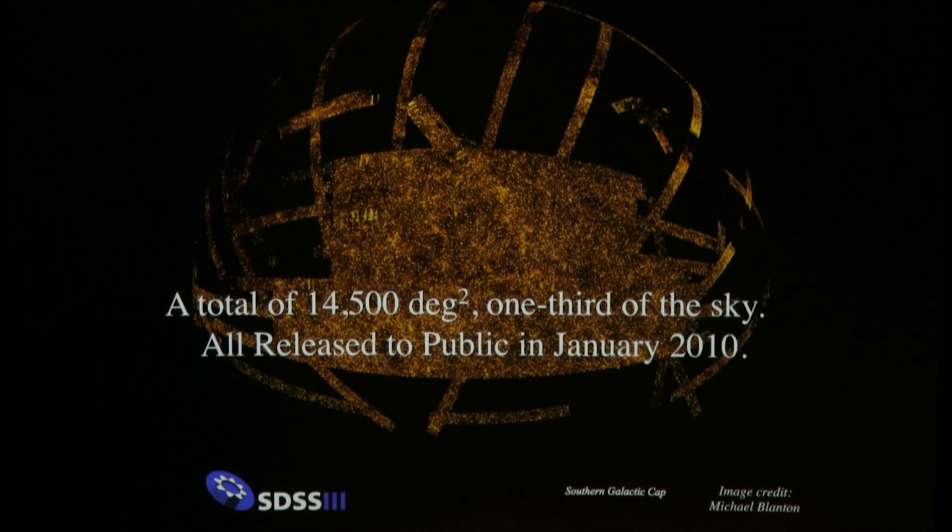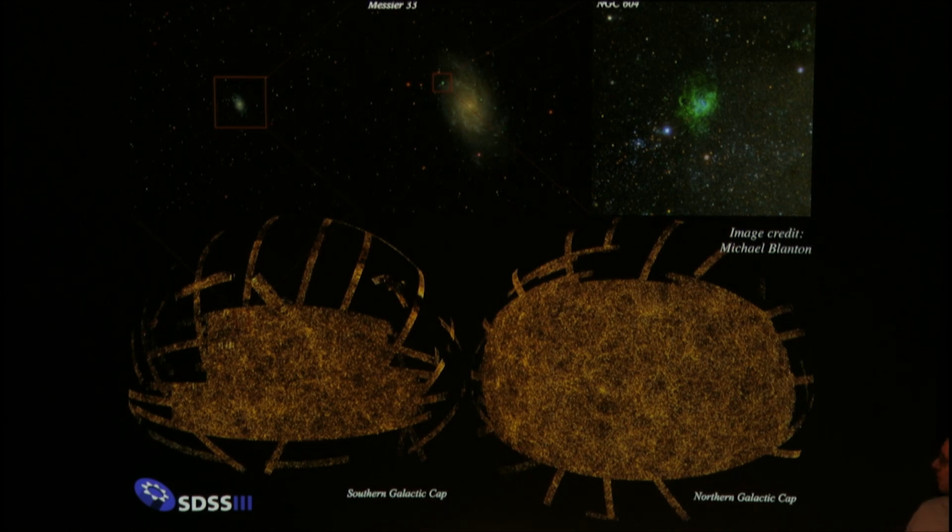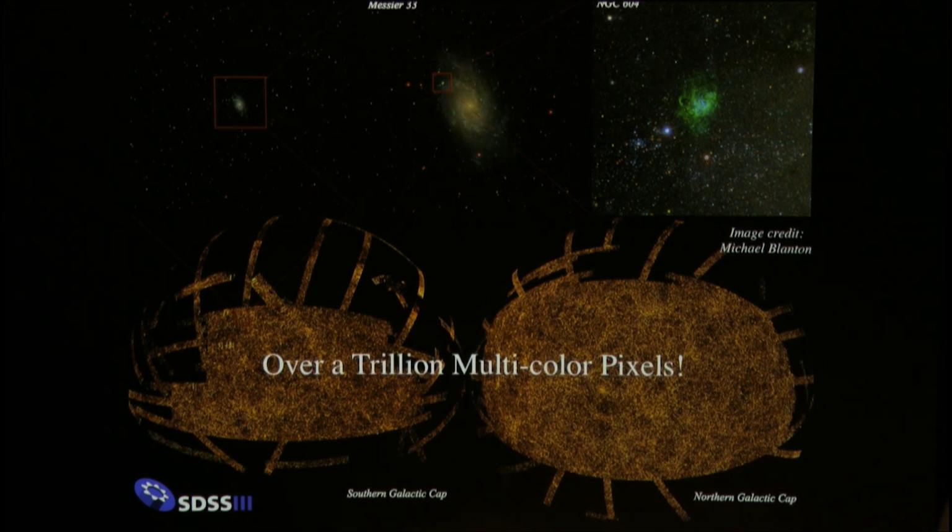And all this data has been released to the public as of 2010. It's really a phenomenal amount of data. So if you just take a little chunk of this and blow it up to some not randomly chosen region, and then blow it up again, and then blow it up again, I don't think from where you are you can actually yet see the detail in the picture. All told, it's 1 trillion multicolor pixels. So it's a 1 trillion pixel map of the sky.